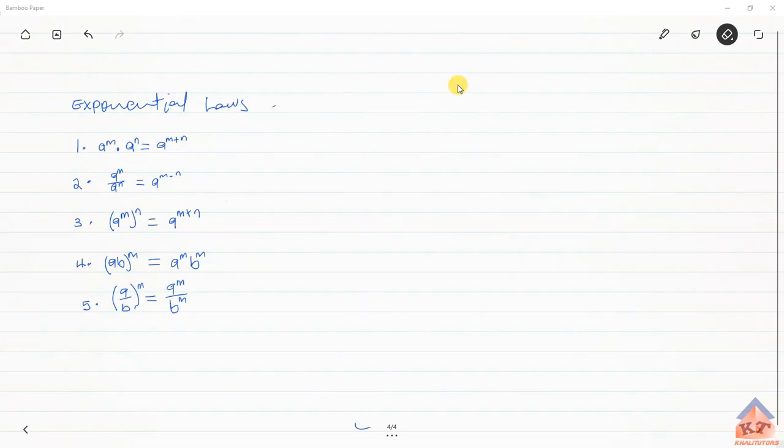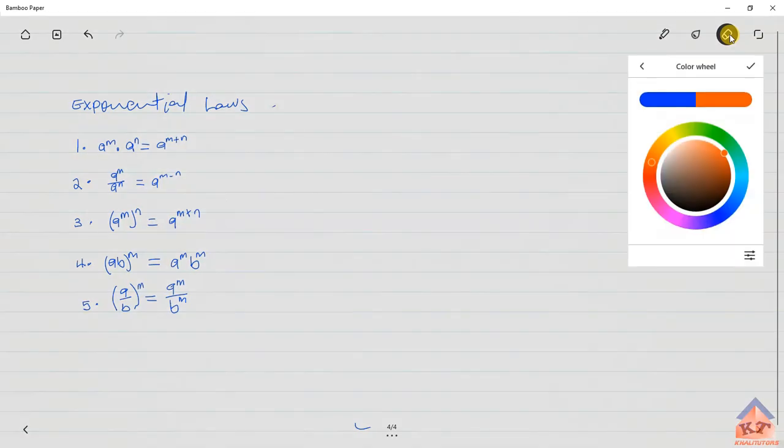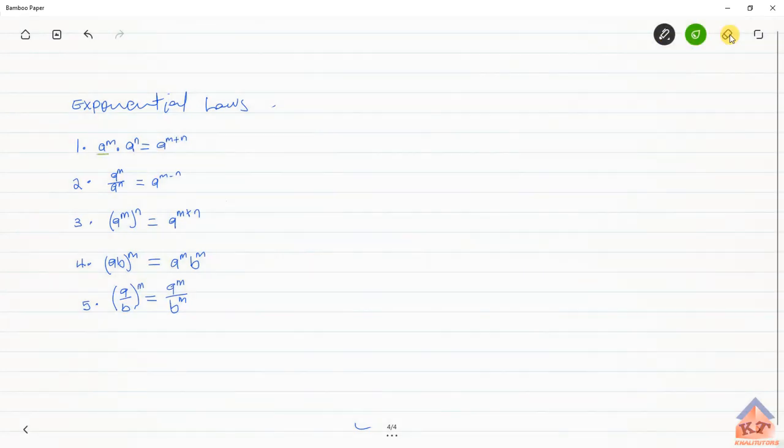Okay, so if you look at this, the first thing that you need to look at is the bases. If the bases are the same, then what's next? Then you simply add the exponents. In this case, our bases are a. As you can see, since the base is the same, then you add the exponents.